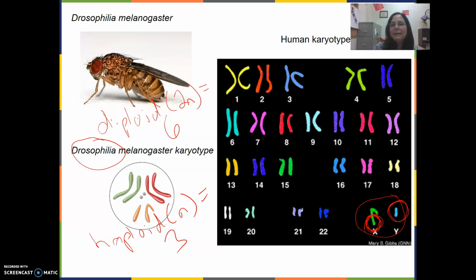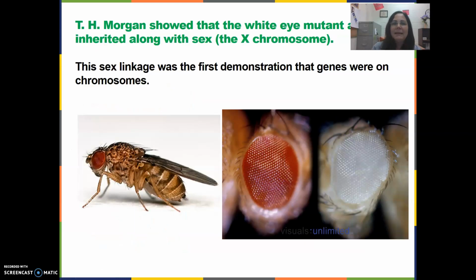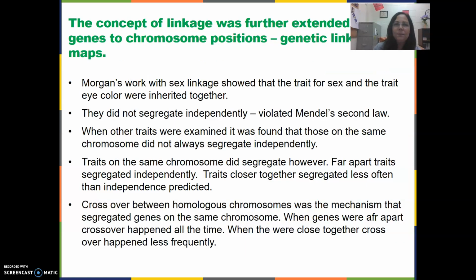But the point is here, this is a karyotype that shows all the homologous pairs, all the 23 homologous pairs for human, and we can tell it is a male because there's an X and a Y. The presence of the Y makes it a male. Now, sex linkage was the first demonstration that genes were on chromosomes. And we talked about sex-linked traits, and we talked about the fact that eye color in fruit flies is sex-linked. So, in other words, the gene for eye color is located only on the X chromosome.